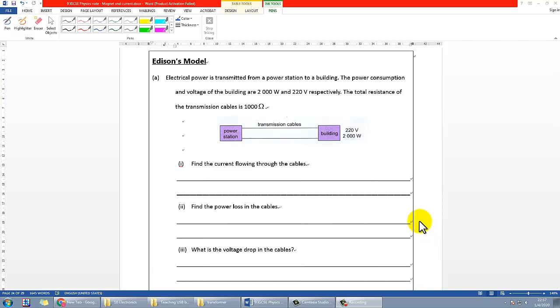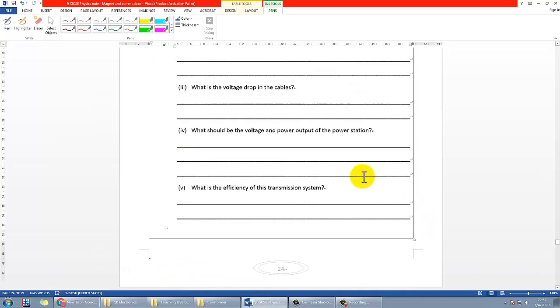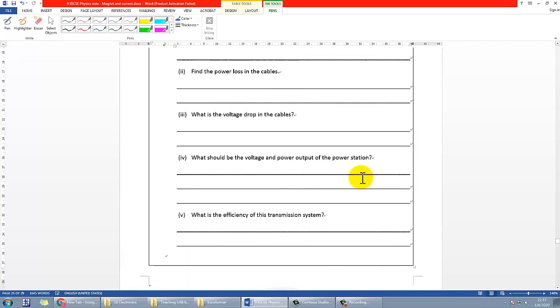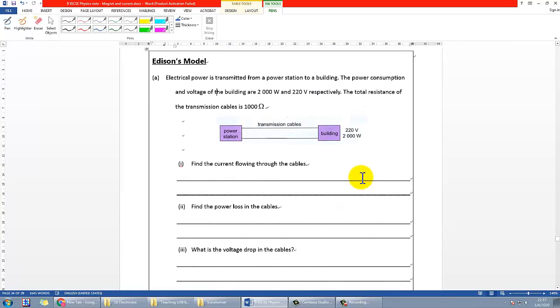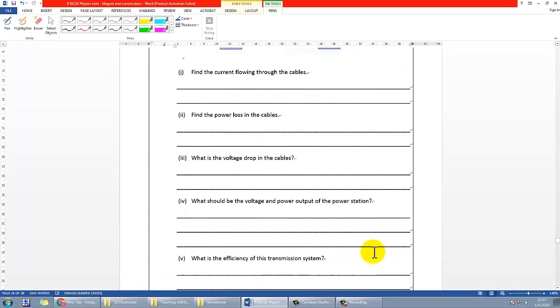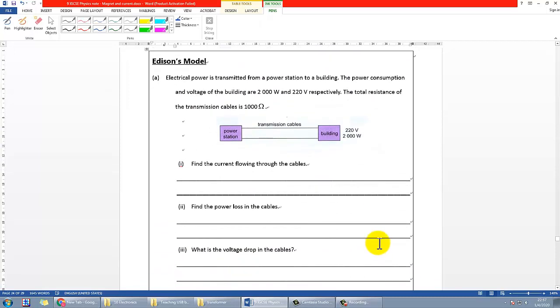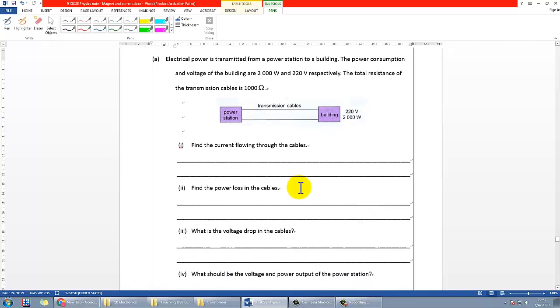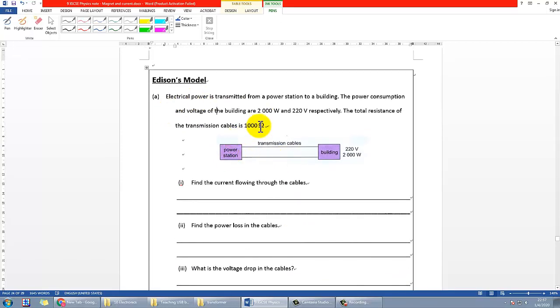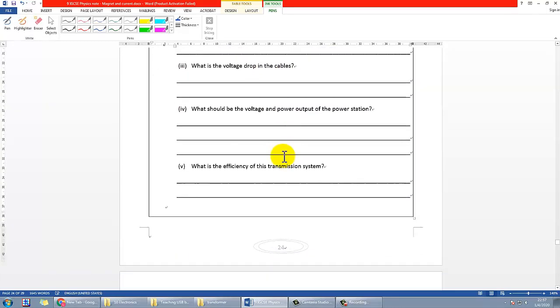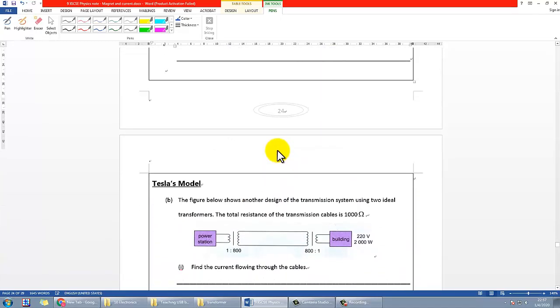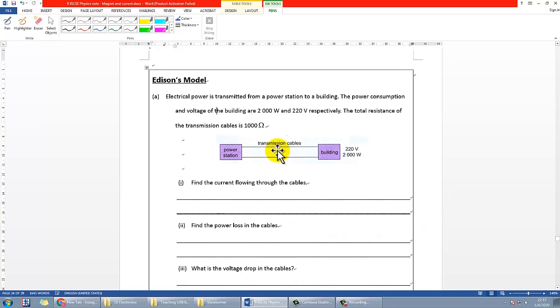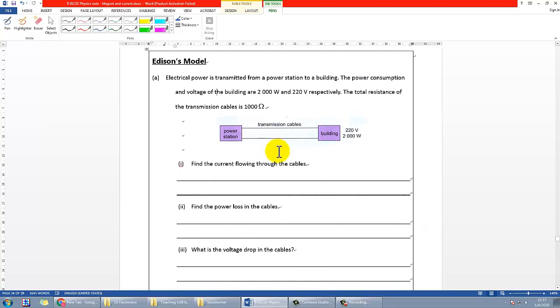So let's get started with the Edison model first, and then we'll do the Tesla model in the next video. For this one, if you'd like to try it yourself, pause the video now, try it out, and then we'll check the answers together. If you think it is too difficult, you can pause anytime you like, or the worst case is you can simply follow with me to do this whole page, and then for the Tesla model, you should be able to do it by yourself. Okay, so if you want to pause the video, you can pause it now.